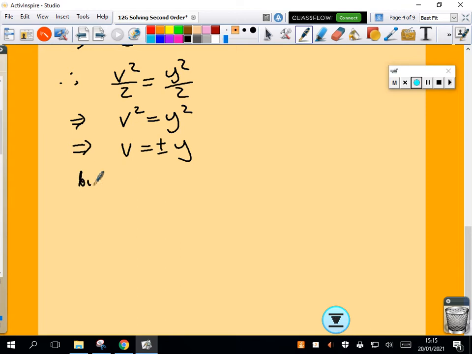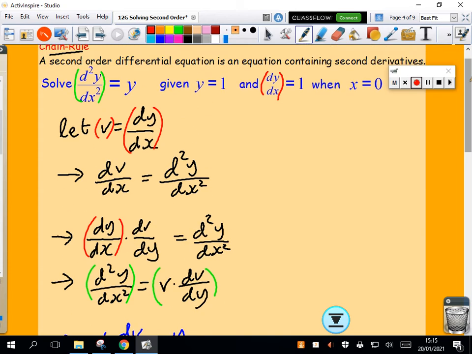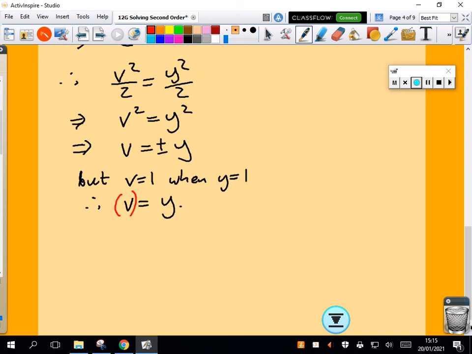But again, we're going to look at our initial conditions. v is equal to 1 when y is equal to 1. So we can discount the negative. We can't say 1 is equal to negative 1. So we can just have v is equal to positive y. That's my new differential equation. Why is it a differential equation? Because it contains a derivative. What is the derivative? Remember, v was our original substitution. Scrolling back up the page, v is equal to dy/dx here. So we can kind of unsubstitute, if you like, at this stage.